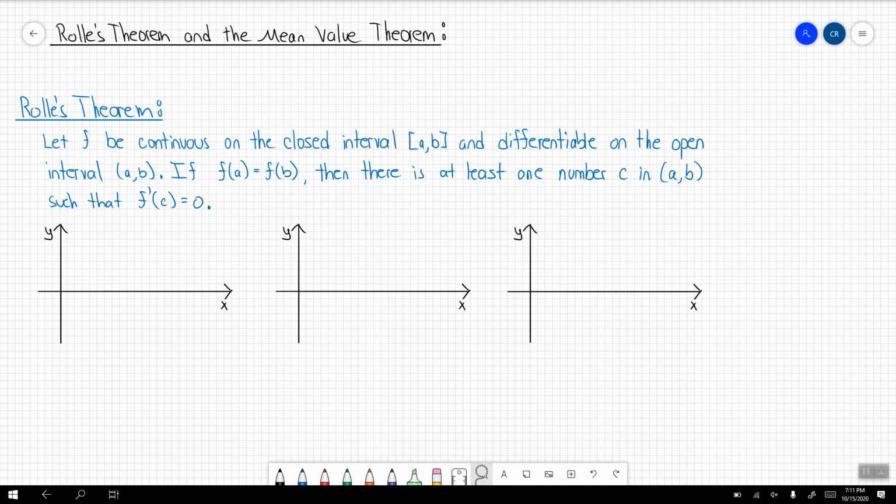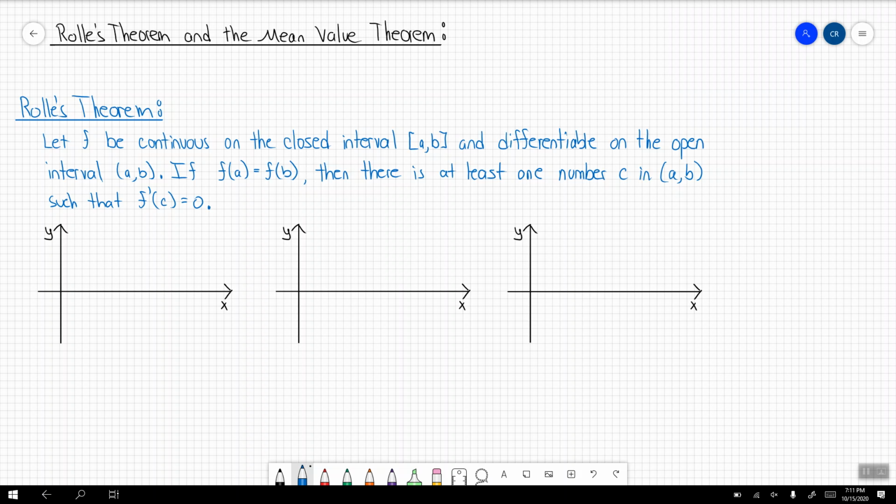And then Rolle's theorem says that we also want to identify that the function outputs, when the function is evaluated at the endpoints, are equal to one another. If so, then Rolle's theorem will guarantee that there is at least one number c in that open interval AB such that the derivative of the function evaluated at c is 0.